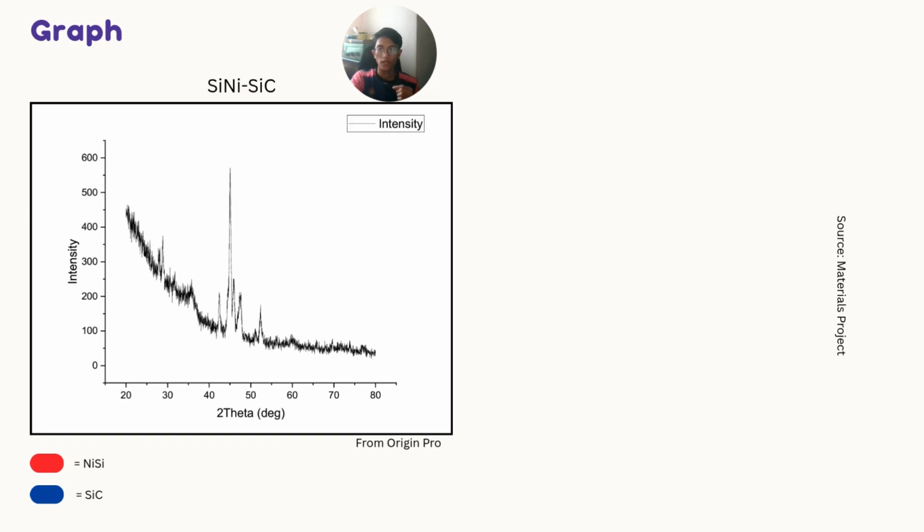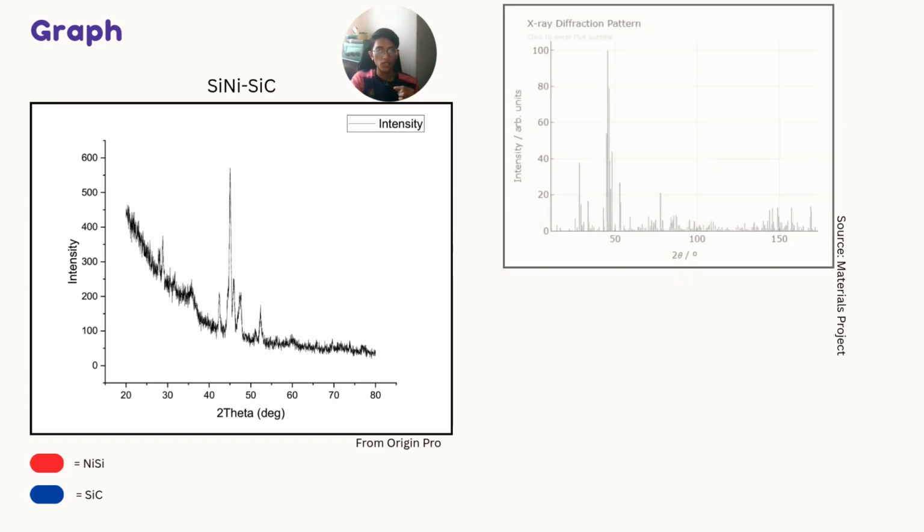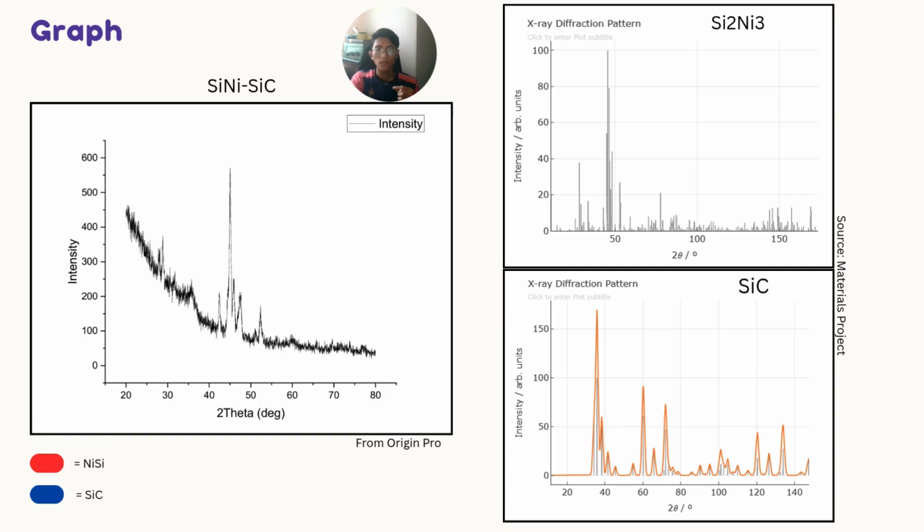Next, for the graph, as shown here, this is the graph of NiSi and SiC that we generated from Origin Pro based on the data given. As we know, this material is a combined compound of nickel monosilicide, NiSi, and silicon carbide, SiC. So we compare with the X-ray diffraction graphs from Materials Project for NiSi2, Ni3Si, and SiC. Then we found a significant peak and intensity in all three graphs. Looking first at NiSi, the peak from Materials Project is around 40 to 50, and our generated graph shows it in the same area.